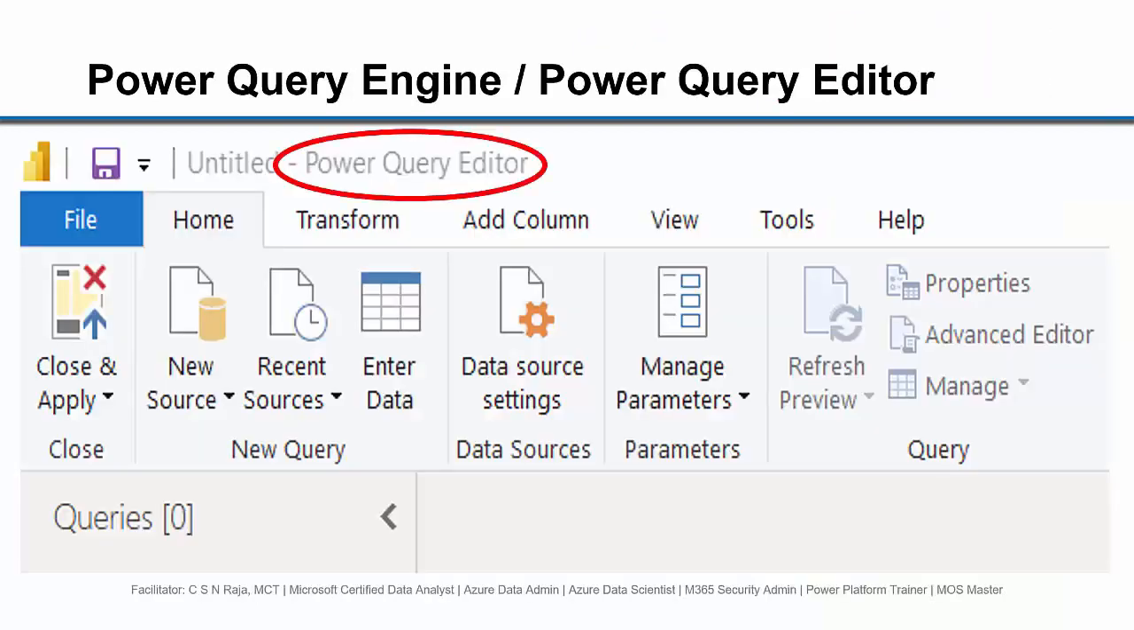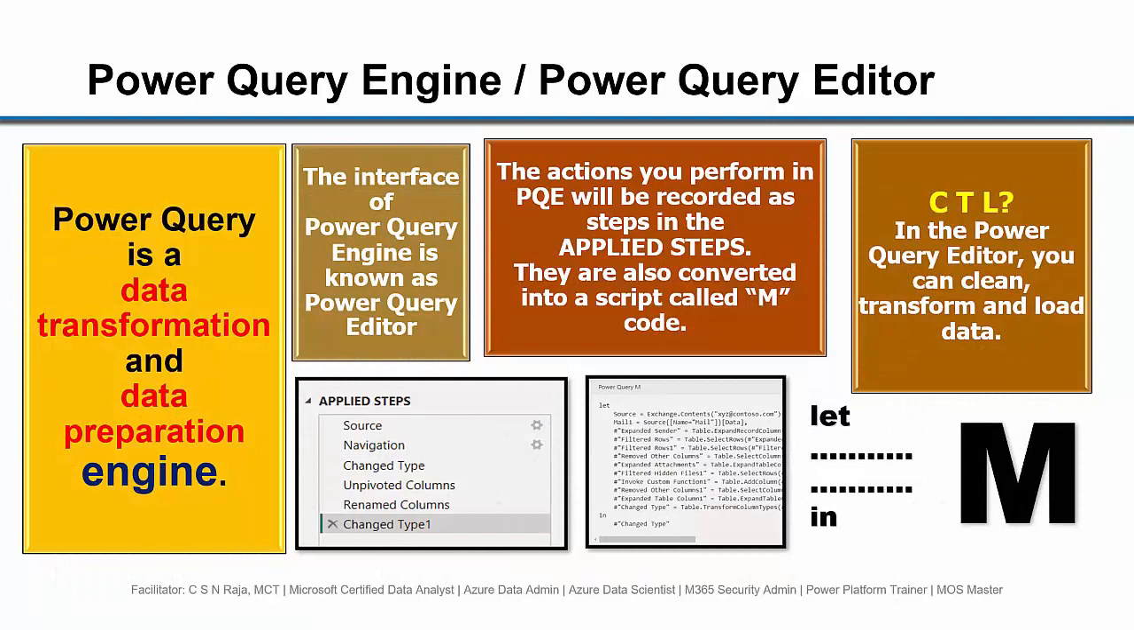We are all familiar with the word called Power Query Editor. In fact, Power Query is a data transformation and a data preparation engine. The interface of Power Query engine is known as a Power Query Editor. The actions you perform in Power Query Editor will be recorded as steps in the applied steps. They are also converted into a script called M-code. In the Power Query Editor, you can clean, transform, and load data. It is also known as an ETL tool, rather a CTL tool also. The M code starts with a statement called let and then ends with a statement called in.